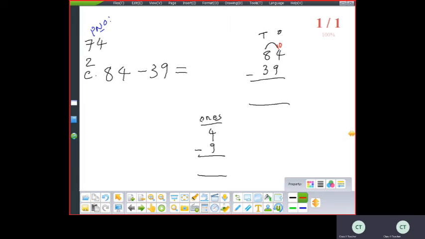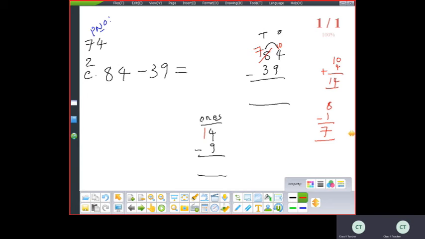Now this is 10. 10 plus 4 is 14. From 8 tens, we took 1 ten as borrow. 8 minus 1 is 7. This is 7. Now subtraction on 14 and 9.